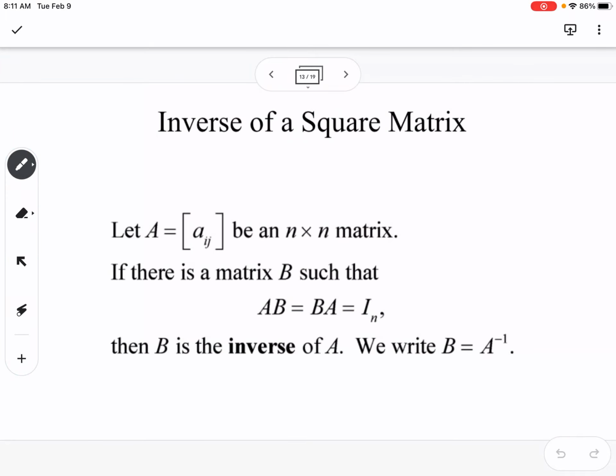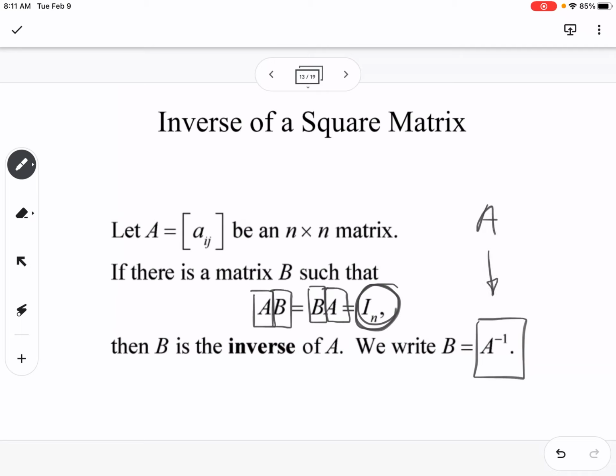Okay, so the inverse. Now we're not talking about the additive inverse, we're just talking about the inverse. So the inverse of a square matrix: if you have A times its inverse, it's going to equal the inverse times A, which is going to result in the identity matrix. Also, if you're talking about matrix A, you would write the inverse as A to the negative 1.